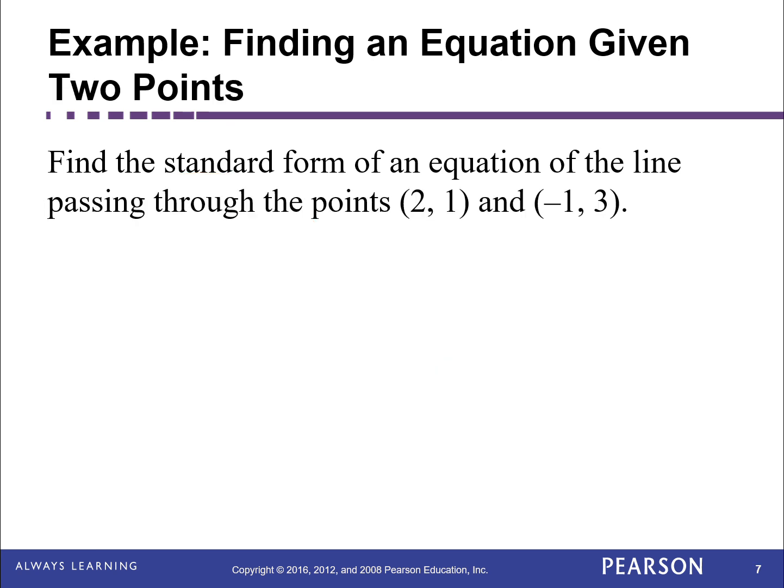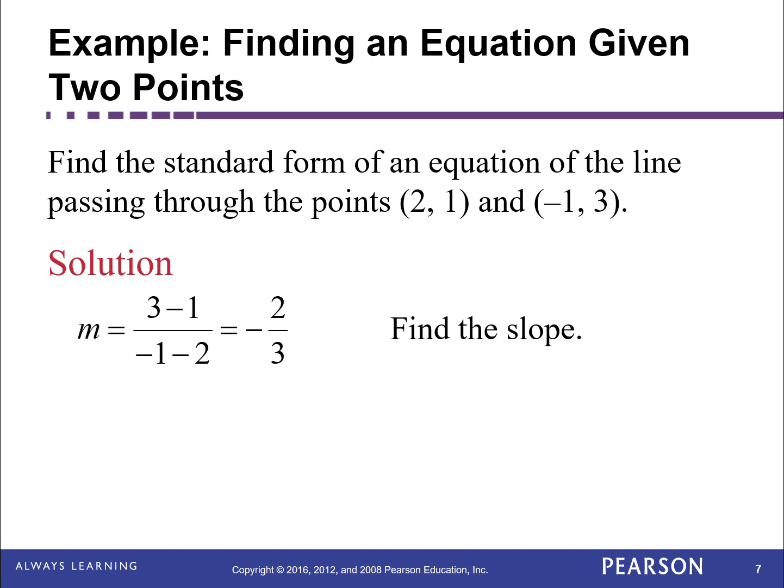Now, let's find the standard form of an equation of the line passing through the points (2, 1) and (-1, 3). The first thing we need to do is find the slope. If this is (x1, y1) and this is (x2, y2), we use our slope formula, which is y2 minus y1, so 3 minus 1 is 2, and then x2, which is -1, minus x1, which is 2, gives me a -3 here. So we get a -2/3 for the slope.